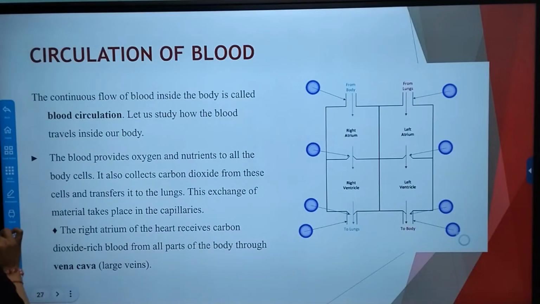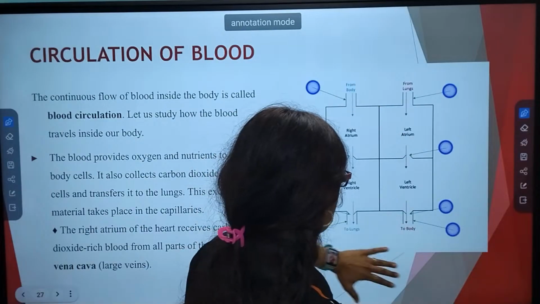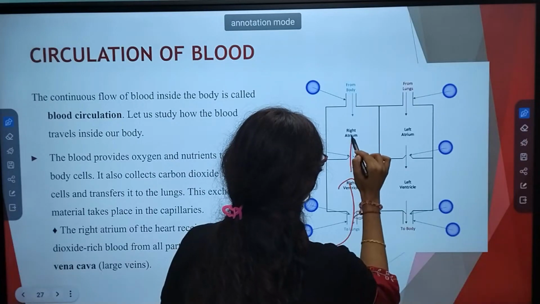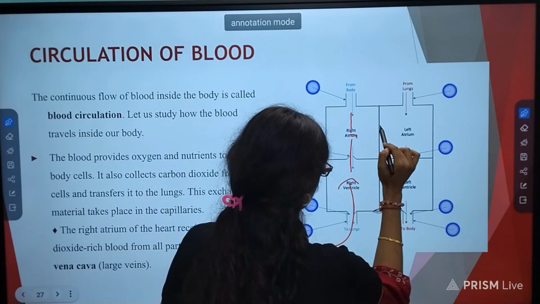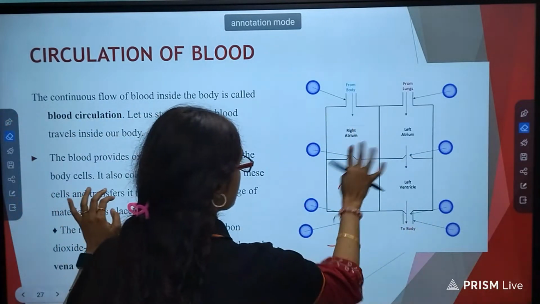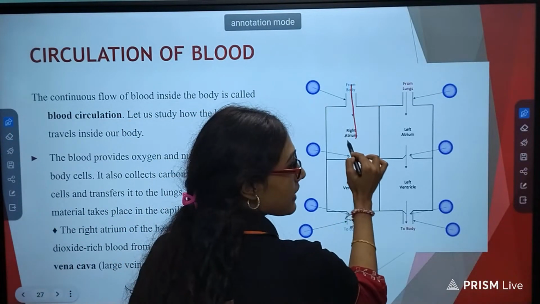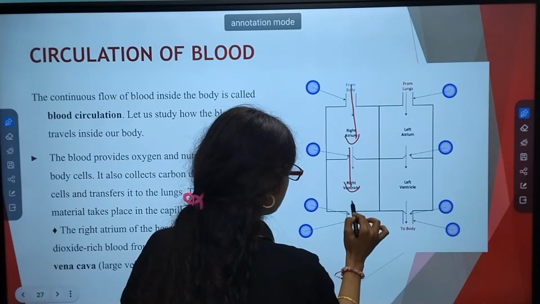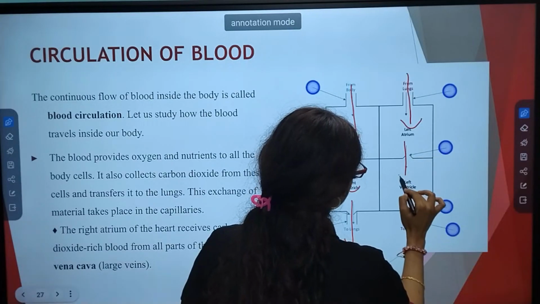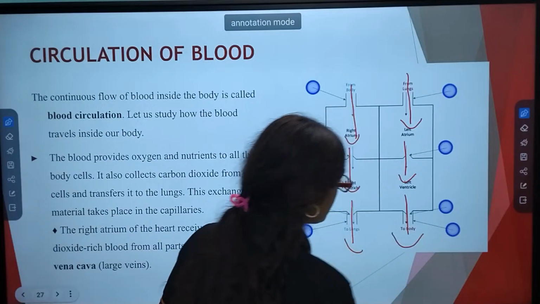Now next. See, this is a diagrammatic view I have drawn, from lungs, right ventricle, right atrium. Okay, sorry, my mistake. From body to right atrium, then to right ventricle, then towards lungs, from lungs to left atrium, left ventricle, and then to the body.